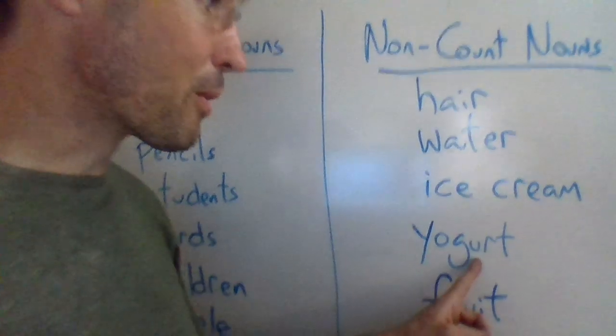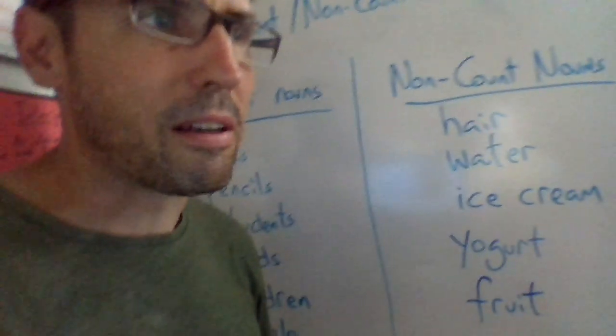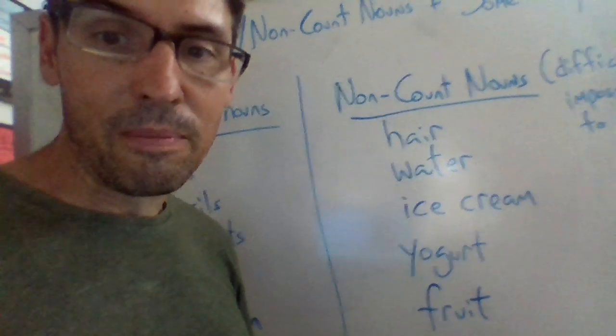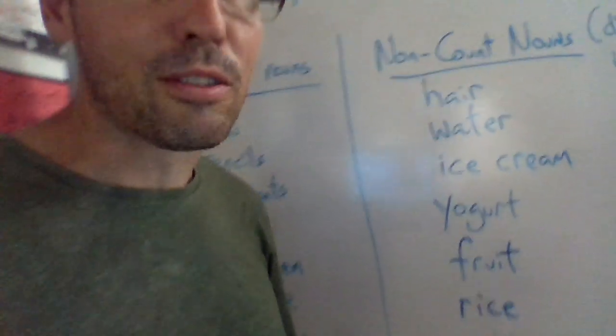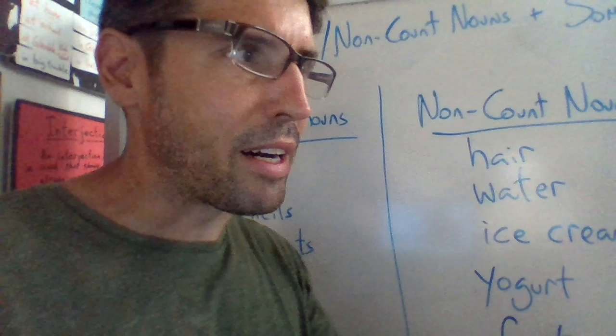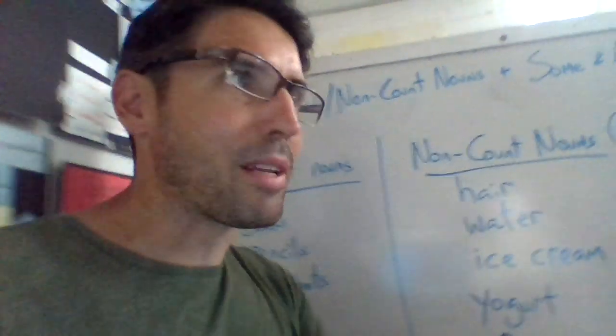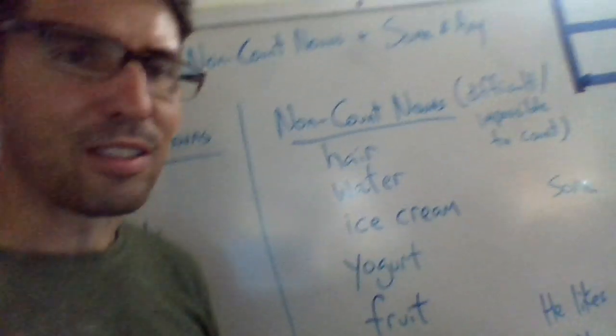Okay, yogurt. If you know what that is, also impossible to count. You can count a container of yogurt, right? He ate 3 containers of yogurt yesterday. Okay, but if I take the yogurt out of the container and just pour it on the table and I say count it, it's just a big mess.